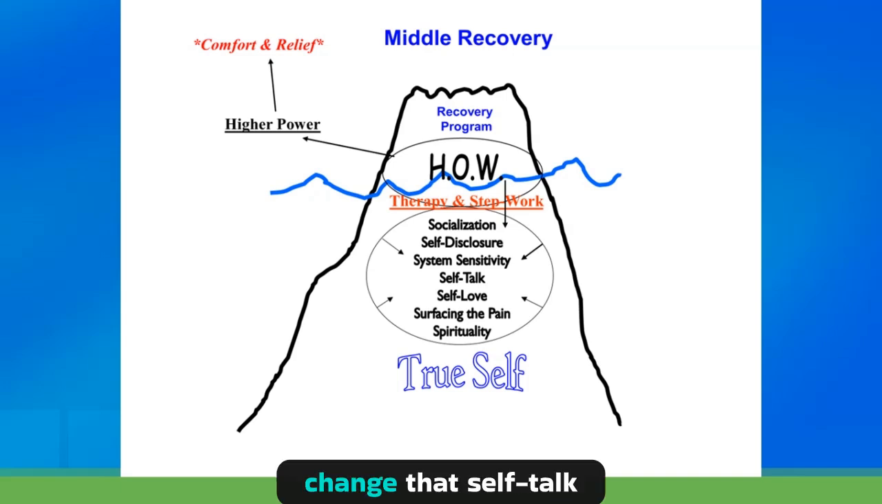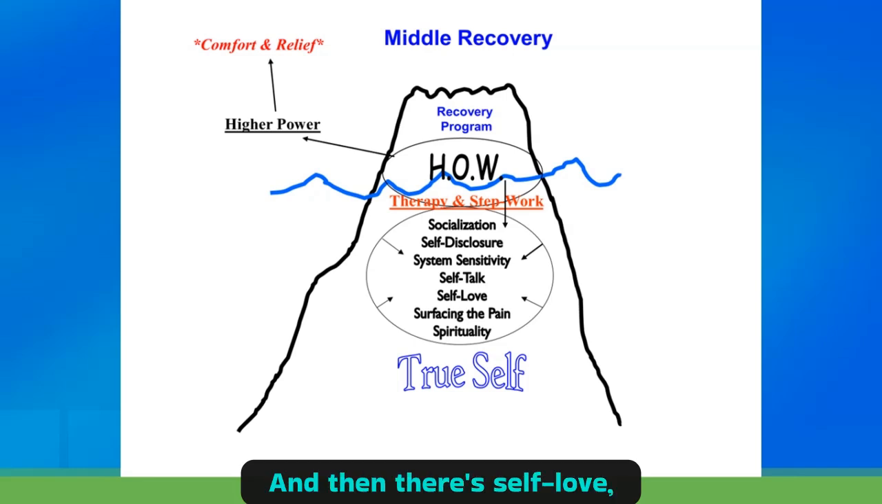But then we have to change that self-talk. We have to listen to the inner critic and take out the shame from that inner criticism and just keep the part of the criticism that's meant to be analytical and helpful. We do need to have a part of us that can be helpfully critical, but not hurtfully critical.